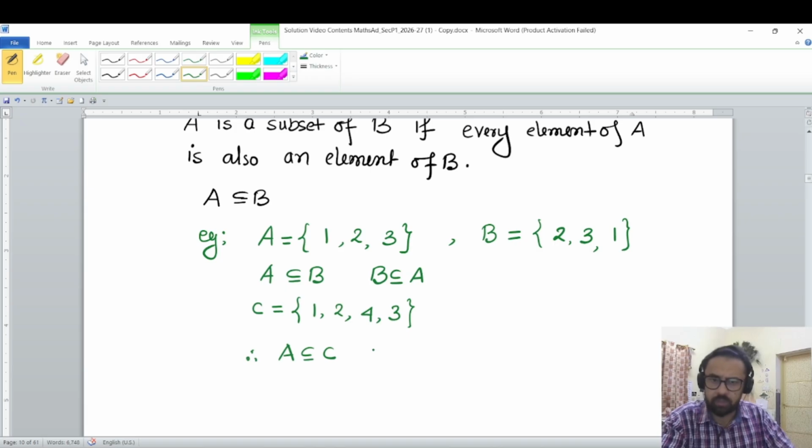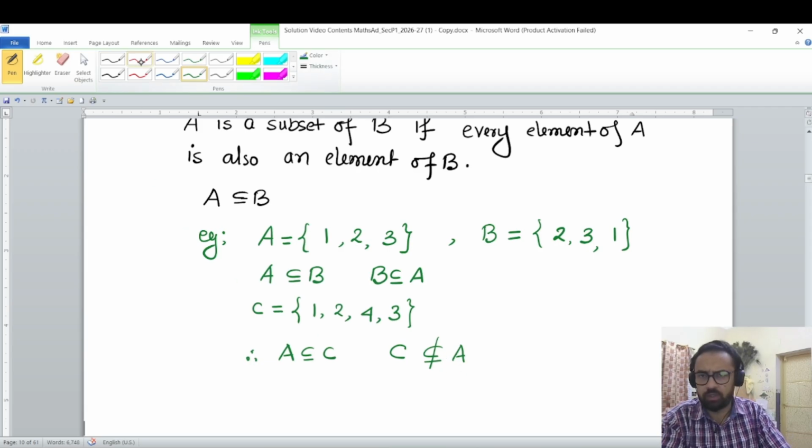Okay, but here we cannot write C subset of A. C is not a subset of A. Why? Because you can see there is an element in C which is not in A. For example, 4 is an element in C, but 4 is not available as an element in A. Therefore, C is not a subset of A.